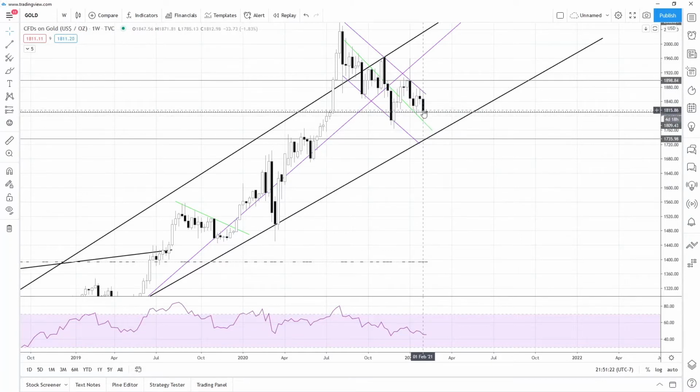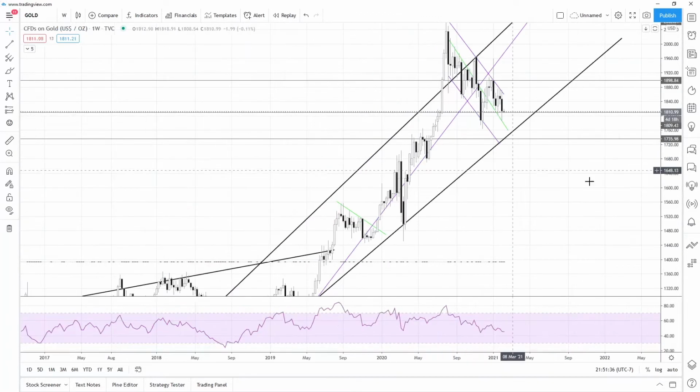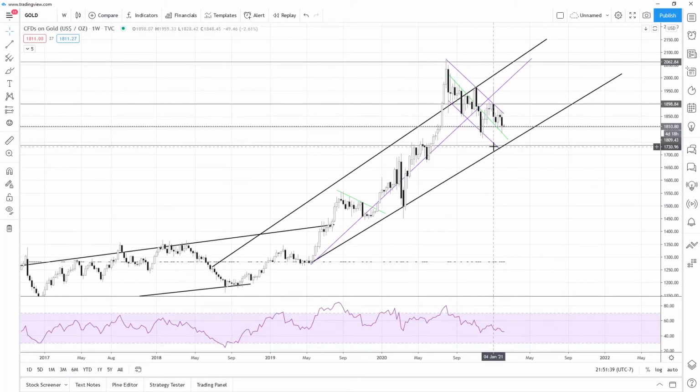Another scenario is this just breaks down, maybe we make our way back into the bull flag, break down, and then have our move up in gold. I think it's incredibly unlikely. I would say it's unlikely enough that I'm willing to go all in to bet against this. But I think it's incredibly unlikely that this is our top in gold.